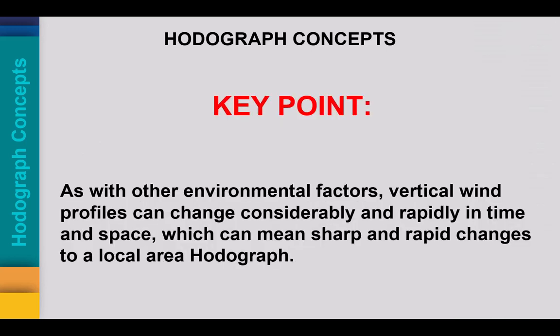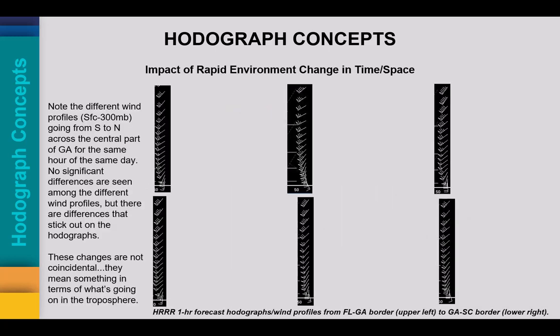So a key point is that, as with other environment factors, vertical wind profiles can change considerably and rapidly in time and space, which can mean sharp and rapid changes to the hodograph, and it's important to pay attention to these changes. Here we have different wind profiles going from south to north across the central part of Georgia for the same hour of the same day.